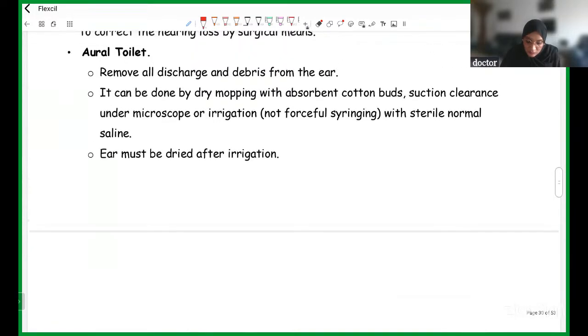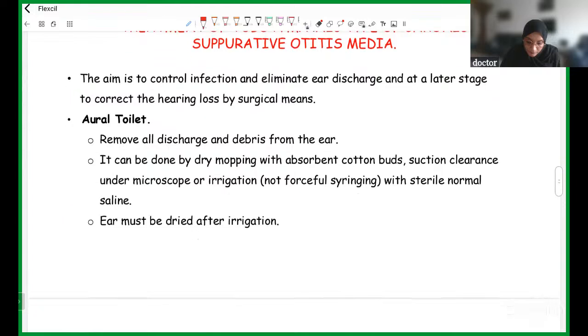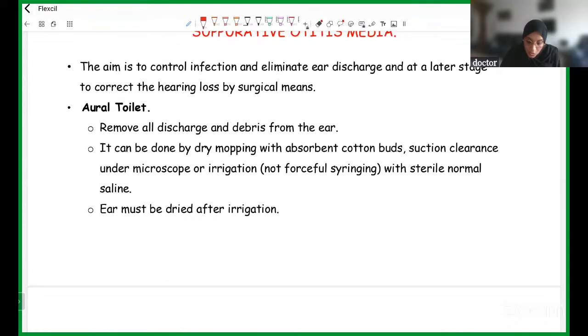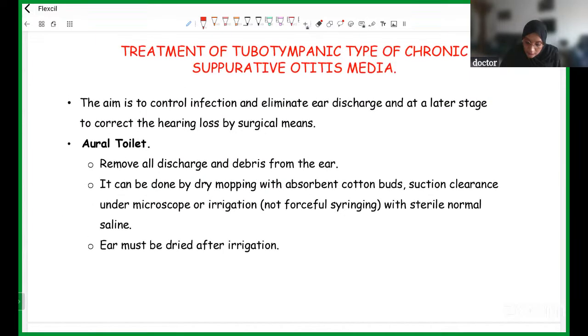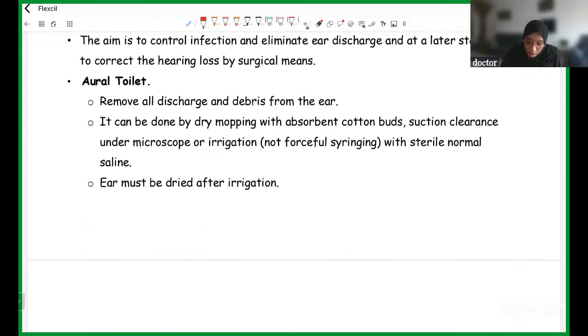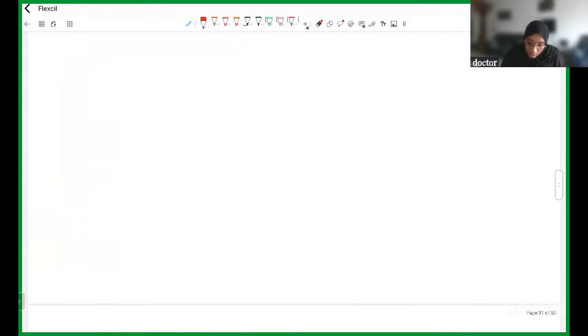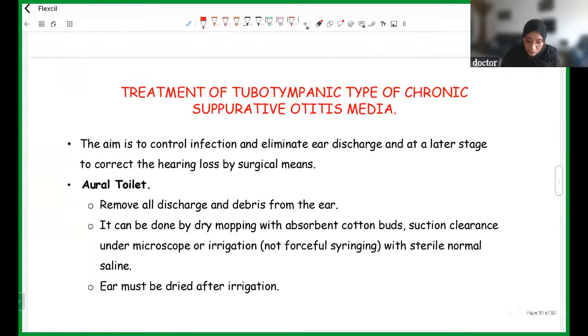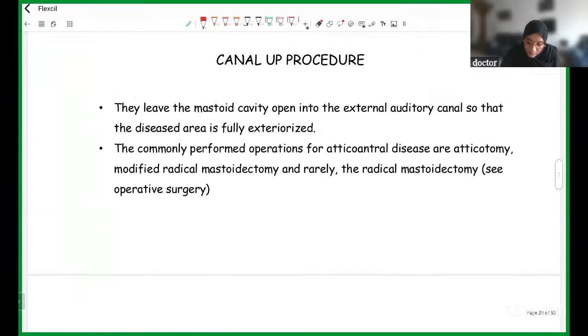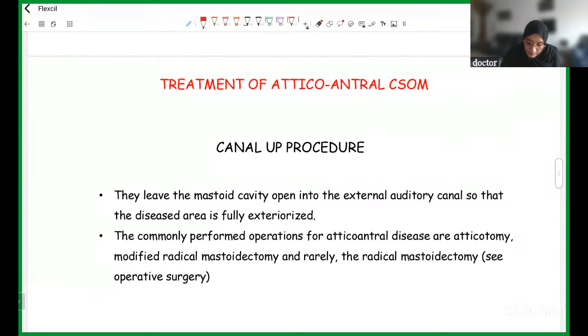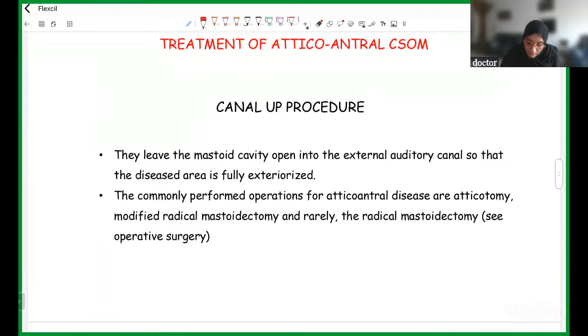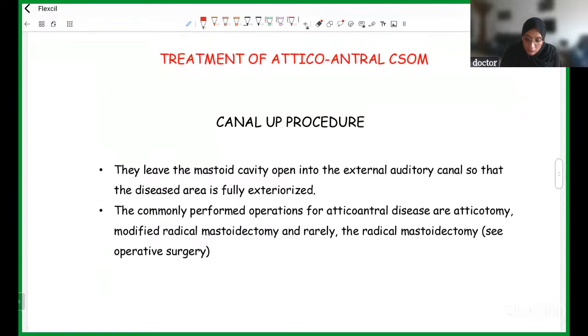Now, there are two procedures that we should know. This is the treatment of chronic suppurative otitis media. You have to do aural ear toilet, and you will also have to use ear drops, like we have mentioned before. So, treatment of atticoantral chronic suppurative otitis media.